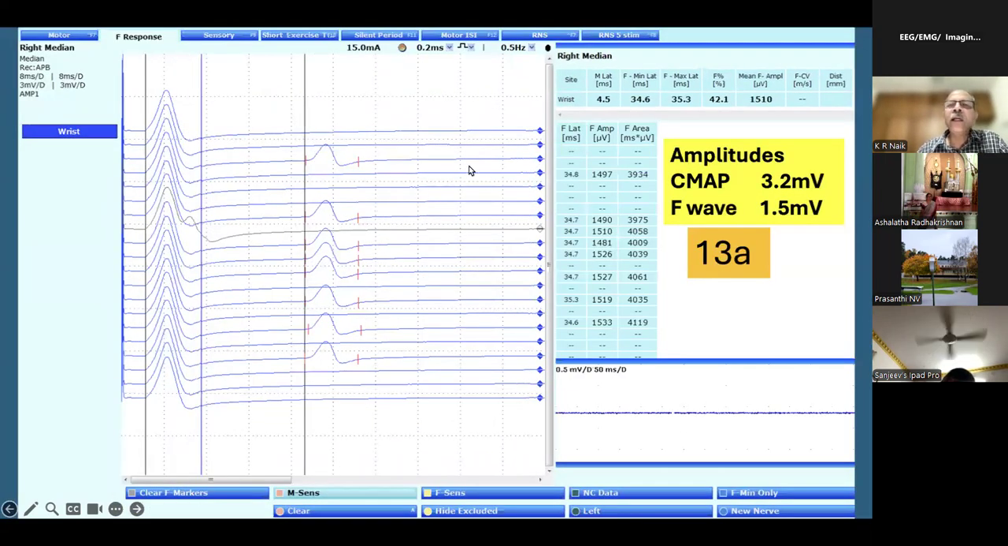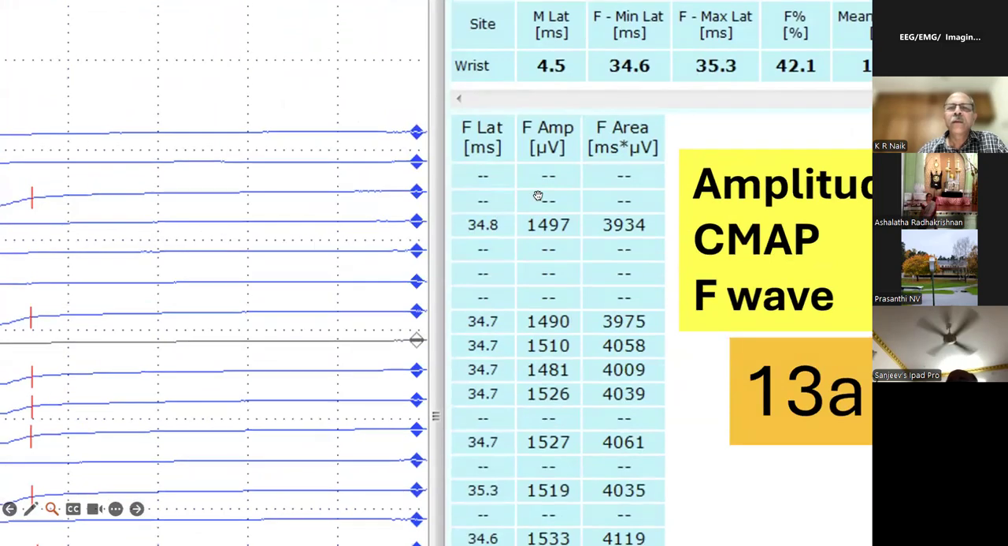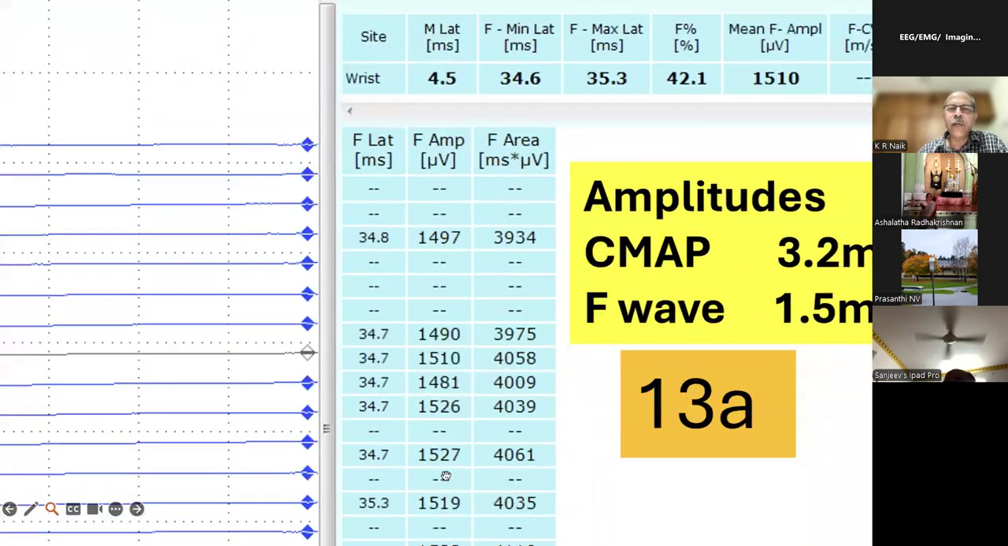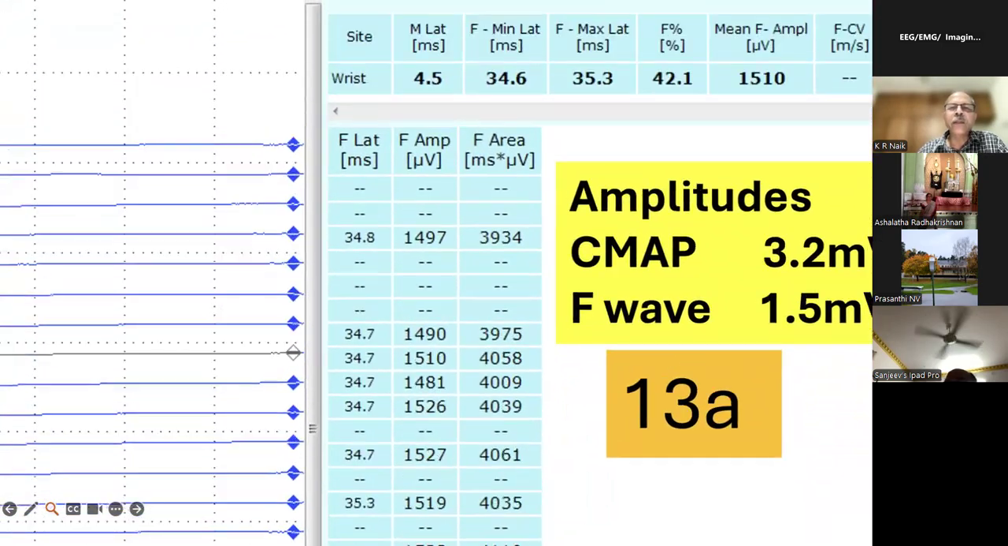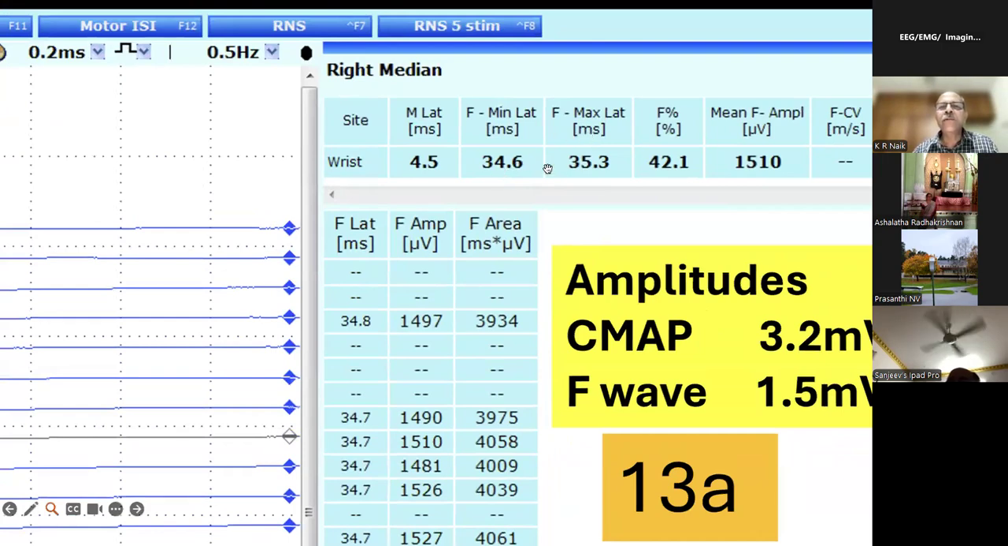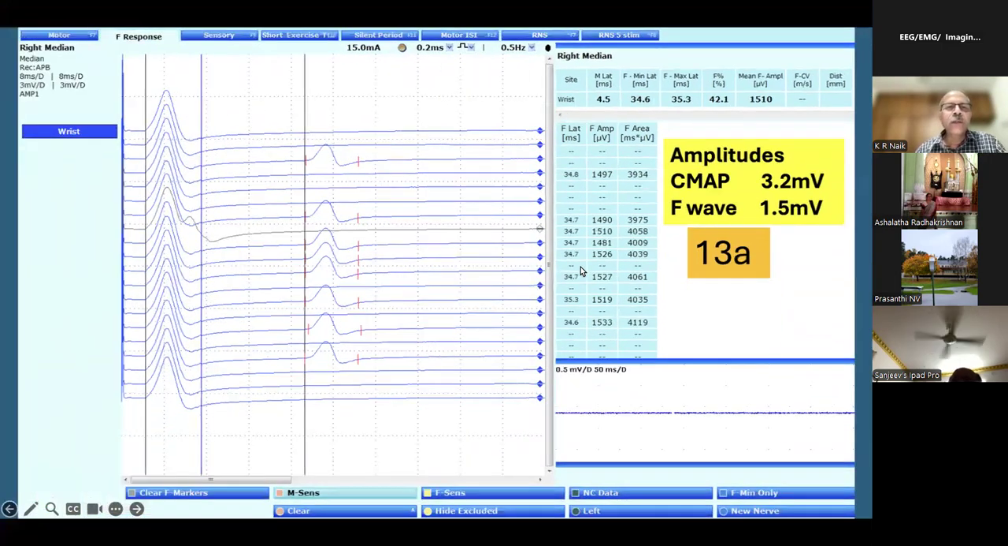So here the latency was 34 milliseconds. So this is slightly increased latency. And amplitude 1.497, 1.47, 1.5. Slight variation is there because of the cursor placement. 34, F minimum, F maximum, there's minor variation. So F is useful for two or more things. One is to look at the reinnervation also. Even before you put the needle, you know there's reinnervation in this patient.